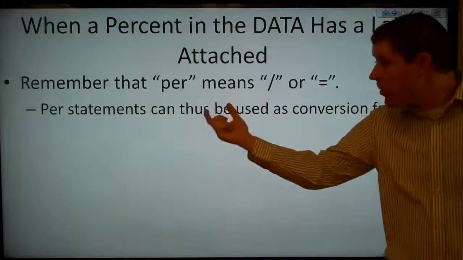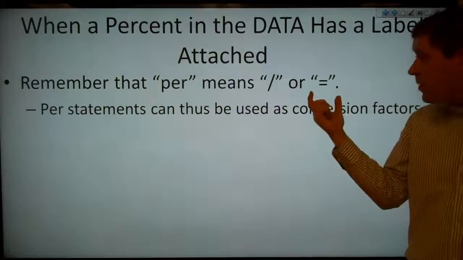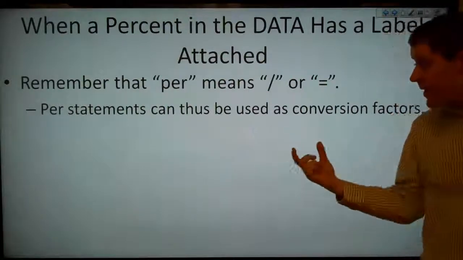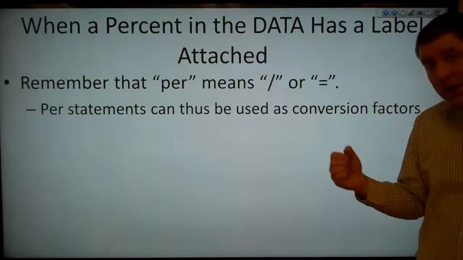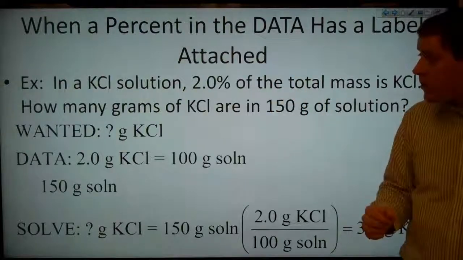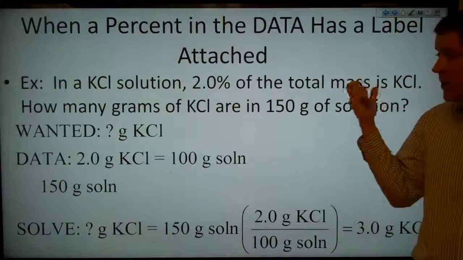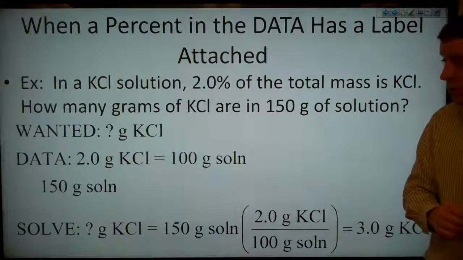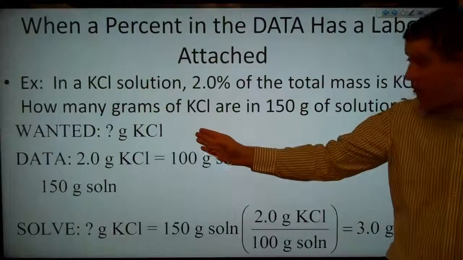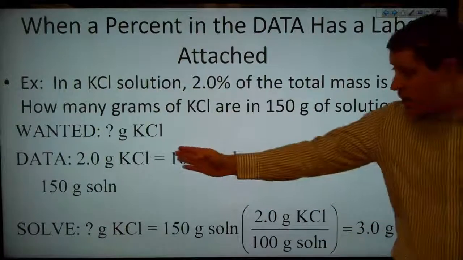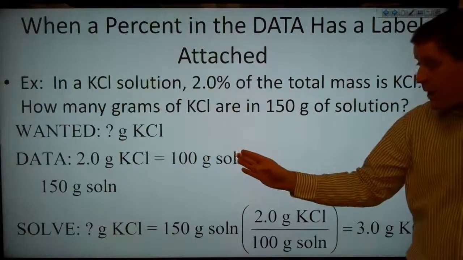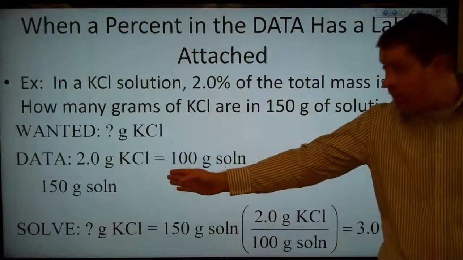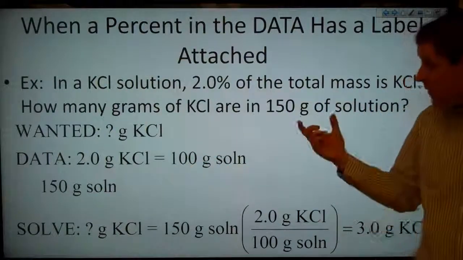Now, remember that per means the slash or equals, and that slash could mean one thing over the other. So per statements can thus be used as conversion factors. They are ratios. For example, in a potassium chloride solution, 2% of the total mass is potassium chloride. How many grams of potassium chloride are in 150 grams of solution? Well, we want mass of potassium chloride, we want grams of potassium chloride. The data that we have is 2.0 grams of potassium chloride equals 100 grams of solution. And 150 grams of solution was what was given to us.